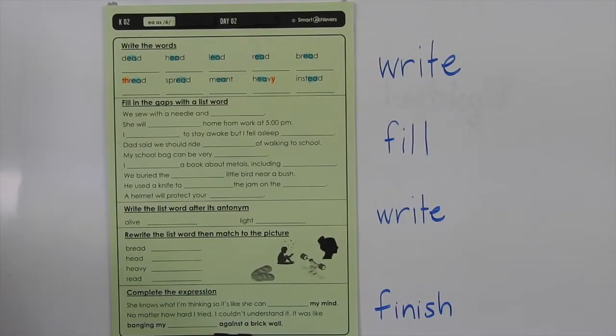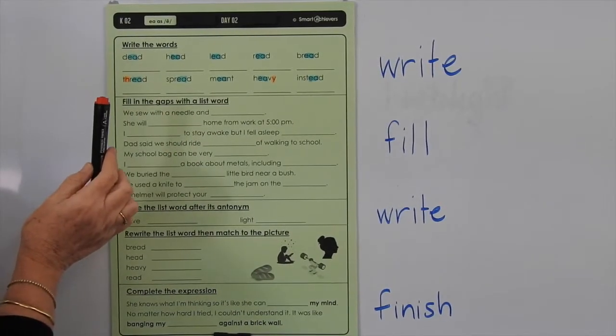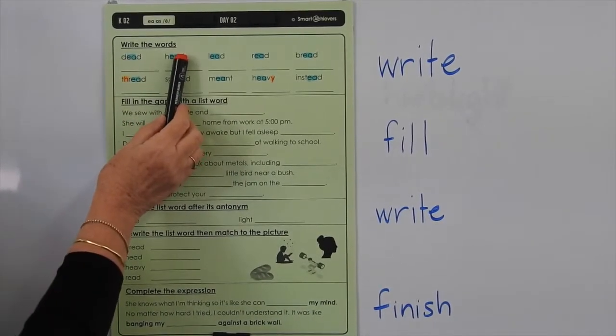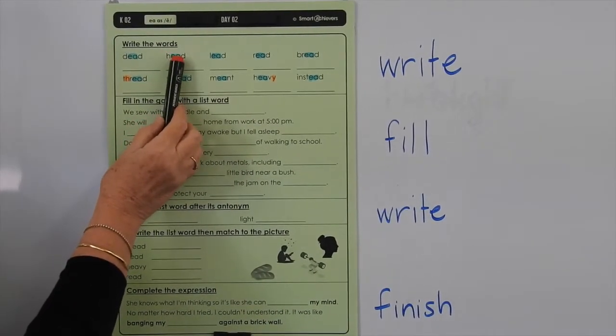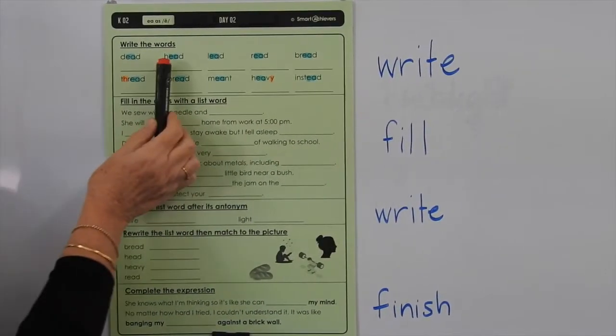So let's have a look at what these words mean. Dead means something isn't alive anymore. A head is that thing on top of your neck. It's like the top part of our body. And it can also mean the top part of another thing too.